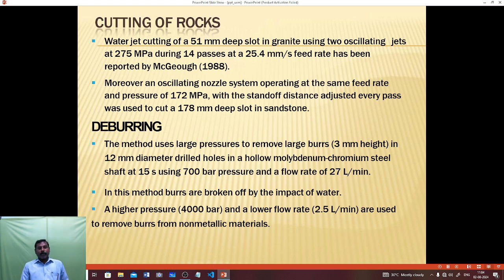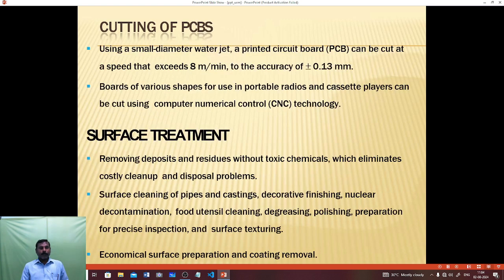In this method, fuses are broken off by the impact of water. Using a small diameter water jet, a printed circuit board can be cut at a speed that exceeds 8 meters per minute to the accuracy of 0.13 mm. In surface treatment, deposits are removed without toxic chemicals, which eliminates costly cleanup and disposal problems.